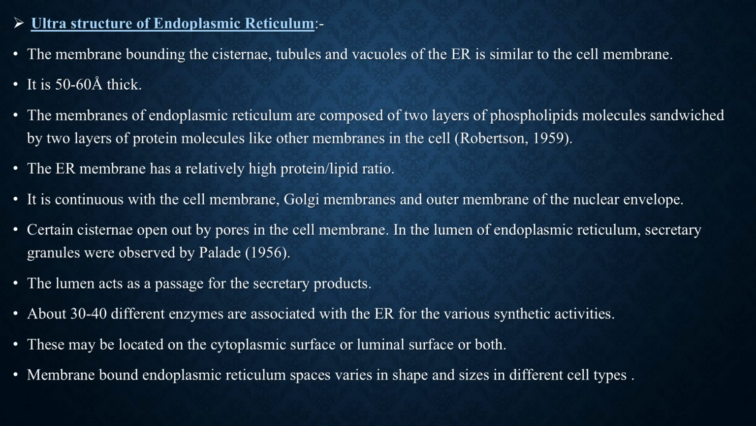Ultrastructure of endoplasmic reticulum. The membrane bounding the cisternae, tubules, and vesicles of endoplasmic reticulum is similar to the cell membrane. It is 50 to 60 angstrom thick. The membranes of endoplasmic reticulum are composed of two layers of phospholipid molecules sandwiched by two layers of protein molecules like other membranes in the cell. The endoplasmic reticulum membrane has relatively high protein-lipid ratio.